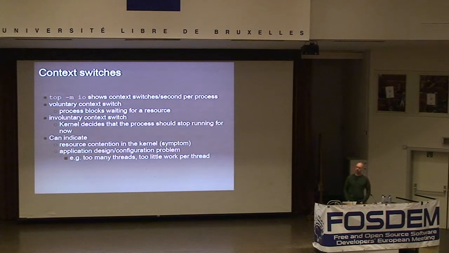So context switches can be indications of performance problems. They can be a symptom, for example, of resource contention in the kernel. If processes are blocked on a mutex, or if they're contending on a mutex, this will show up as contention, as high context switches. It can also indicate an application design problem because, for example, if you have a multi-threaded workload and you configure the application to use too many worker threads compared to the amount of work being done per thread, each thread will run, do a tiny bit of work, go back to sleep, or maybe block on a lock. And so you spend a lot of time switching between threads and not enough time actually doing work. So this can indicate issues either in the application or in the kernel.